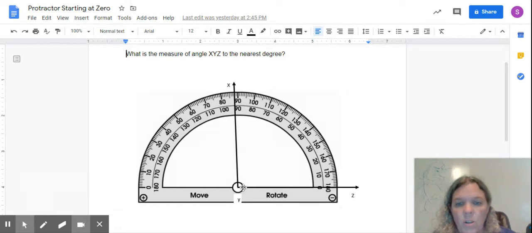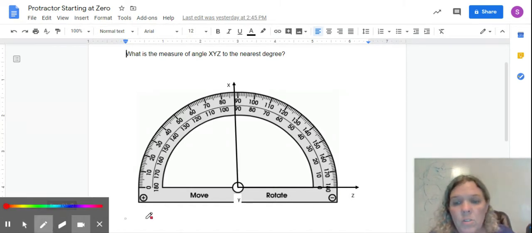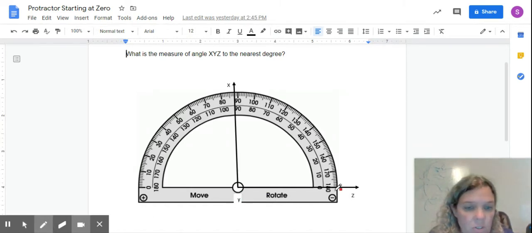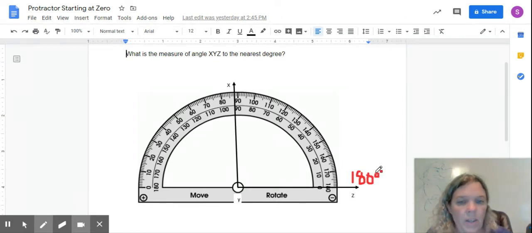Here's X, Y, Z. We're going to start off by using the outside scale. So I start at Y and I see how the line goes through Z and Z goes through 180 degrees. So I'm going to write my 180 degrees over here so I don't forget. And then I'm going to look and see what degree it goes through on angle X. Well, this scale on the outside is at 180. So I want to go to the opposite side and start at 0.